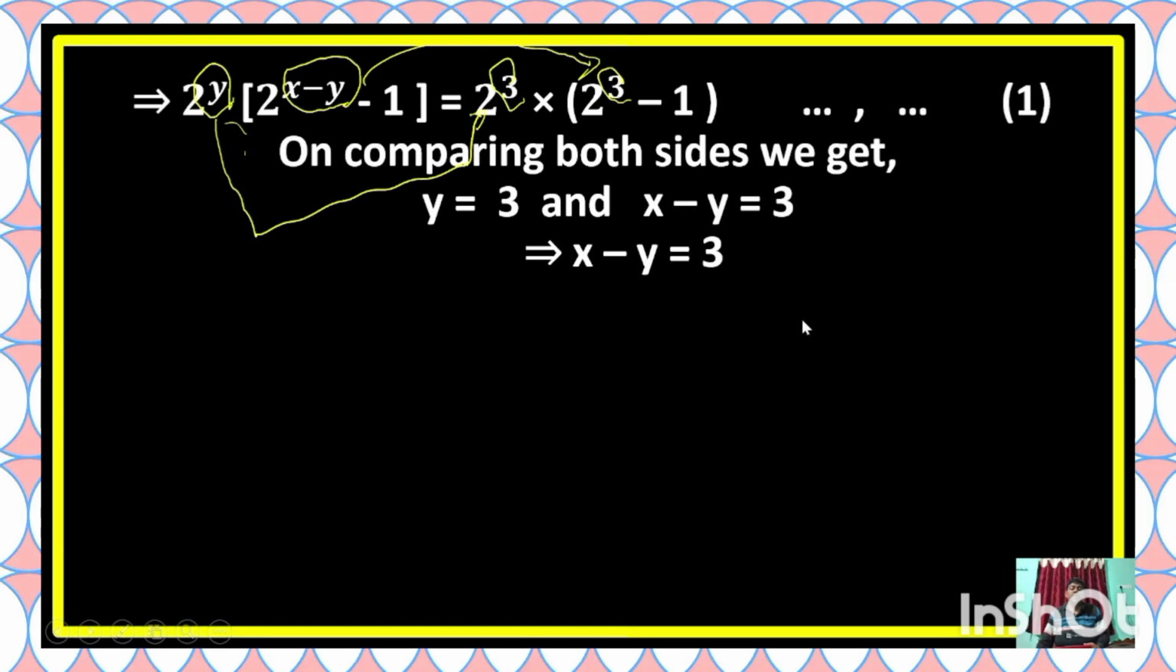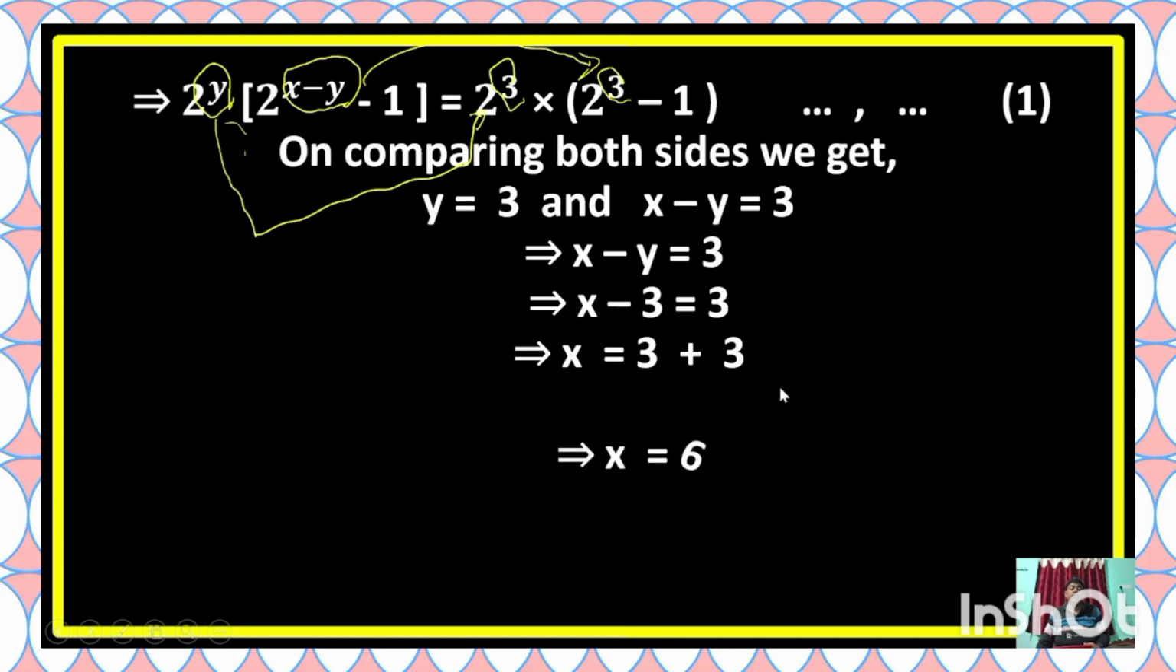And x minus y is equal to 3. By putting the value of y, we shall get x is equal to 3 plus 3, which is x is equal to 6. Thus we get that the value of x is equal to 6, and the value of y is equal to 3. Understand? This is one of the interesting problems. I hope you will follow the question.